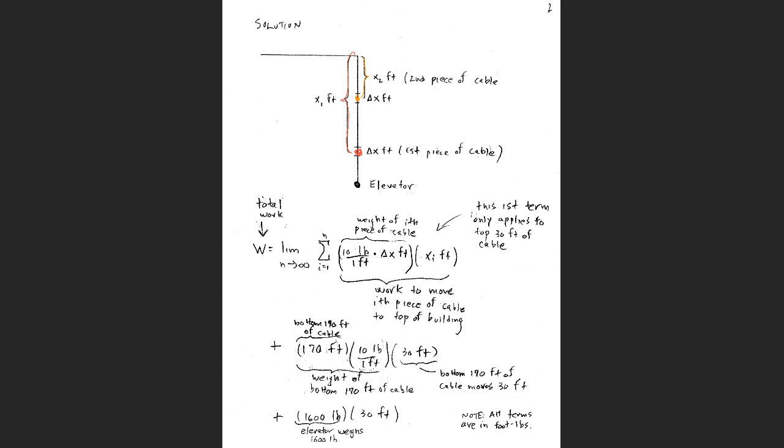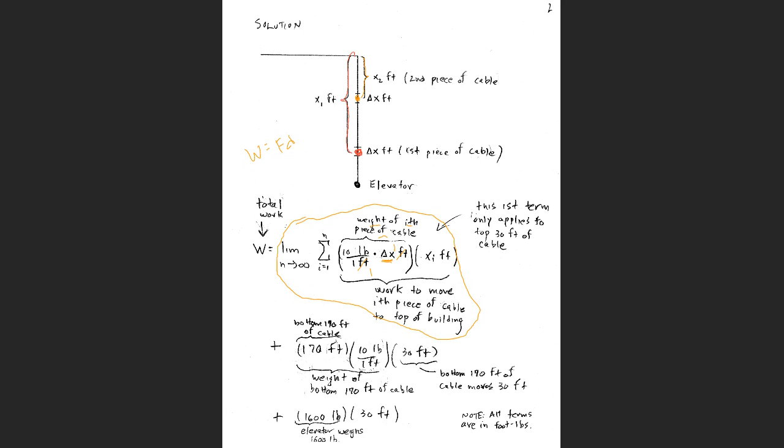Well, work is force times distance. This is where the first part here comes into play. Since work is force times distance, we need to know the weight of the ith piece of cable. The ith piece of cable is delta x feet long, and it weighs 10 pounds per foot. If we multiply 10 pounds per foot times delta x feet, the feet simplify out, and you're left with 10 times delta x pounds.